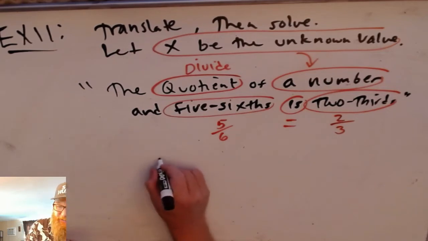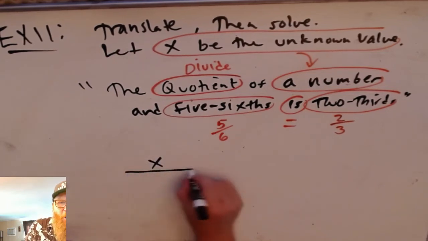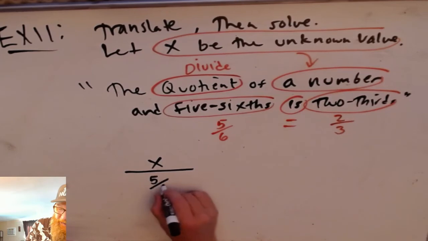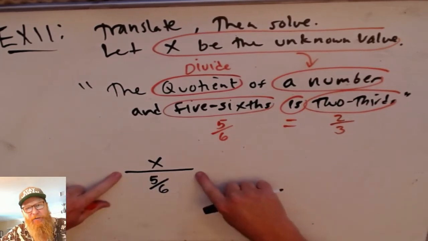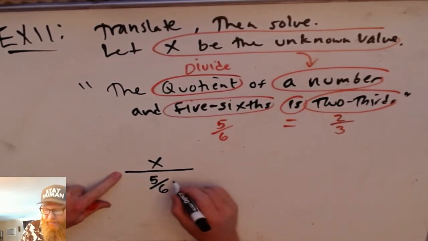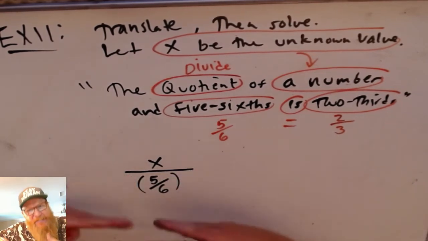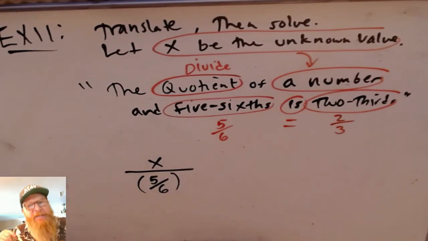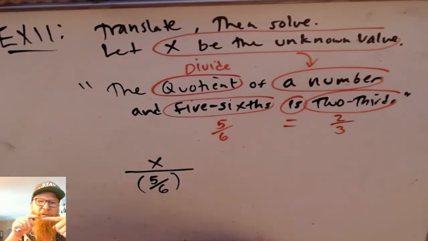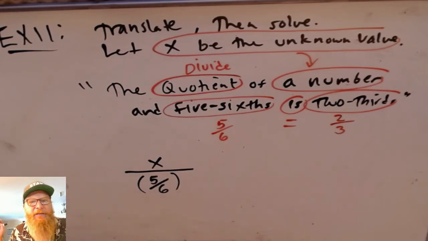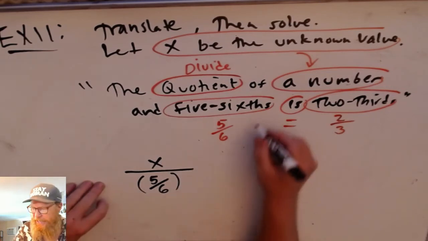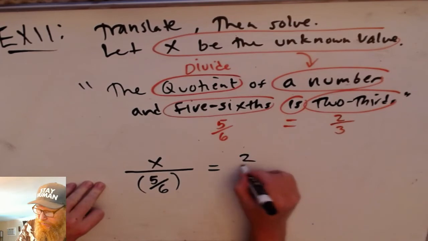So here's our translation. X over 5/6. Now you got to be careful here. You might want to put some parentheses to make sure that the 5/6 is clearly underneath the x. We will not be using the old school divided by sign that you had in elementary school. We're moving on to the algebraic division, which is basically another way of saying a fraction. Is, and then 2/3.